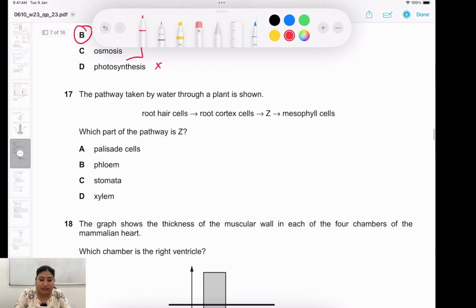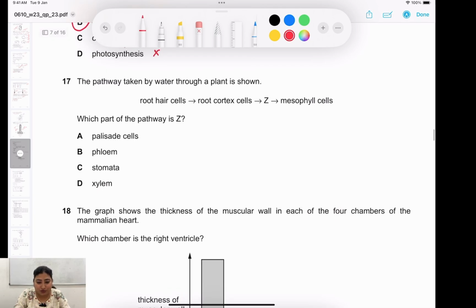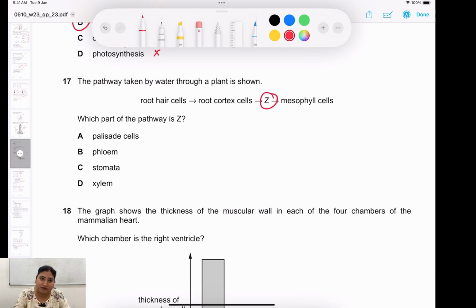Moving to question number 17. The pathway taken by water through a plant is shown. Root hair cell, then root cortex cell, and then there is Z, and then you have mesophyll cells. Everybody knows that from root cortex cell to mesophyll cells, the network which transports the water is your xylem. Xylem transports water as well as mineral ions from the root hair cell to the mesophyll cells. So the correct answer for Z is your xylem.